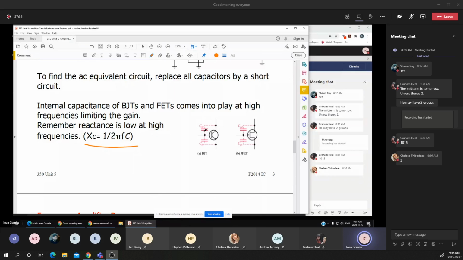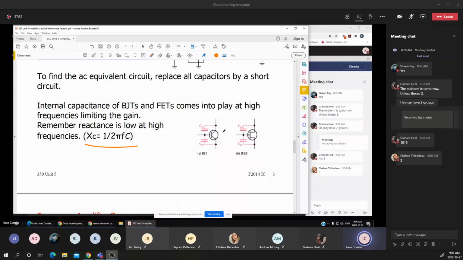I know it's very small. I'm talking about a few picofarads, like 4, 6, 8, 10 picofarads. That means it is very small, which will actually affect the response time for a high frequency.